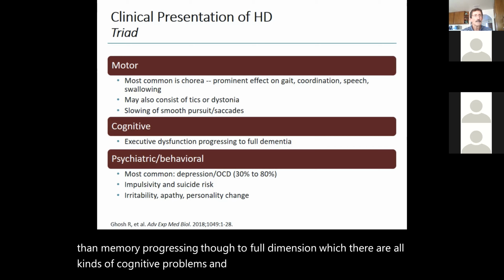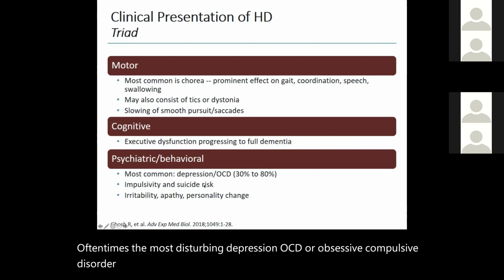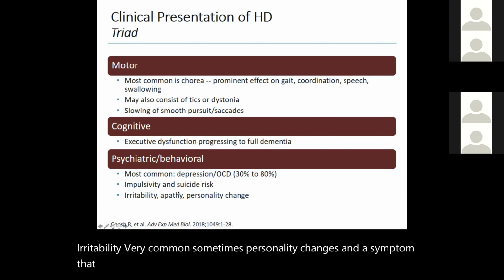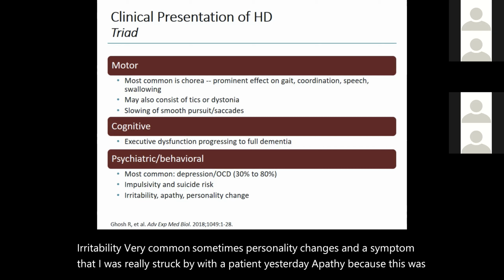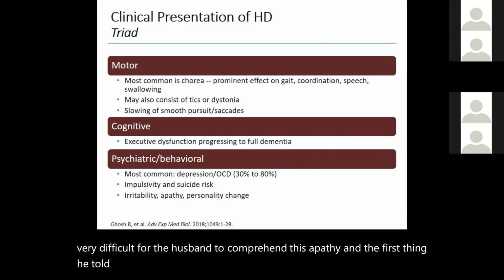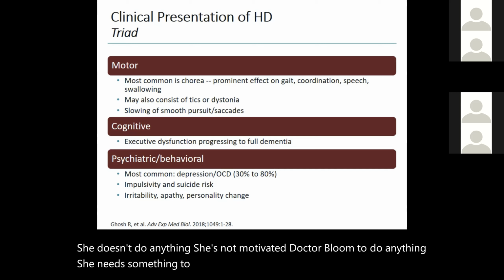And then psychiatric and behavioral, oftentimes the most disturbing: depression, OCD or obsessive compulsive disorder, impulsivity, suicide risk, irritability, very common, sometimes personality changes, and a symptom that I was really struck by with a patient yesterday, apathy, because this was very difficult for the husband to comprehend. The first thing he told me was, she doesn't want to do anything. She just sits on the couch. She's not motivated, Dr. Bloom, to do anything. She needs something to help her to do something. She needs to do things.